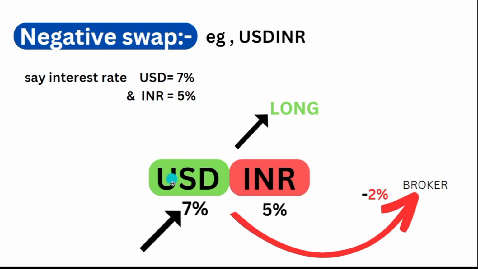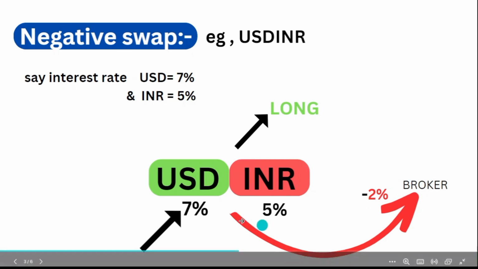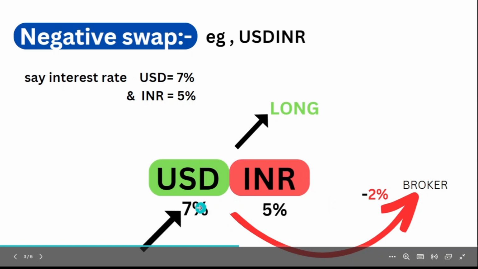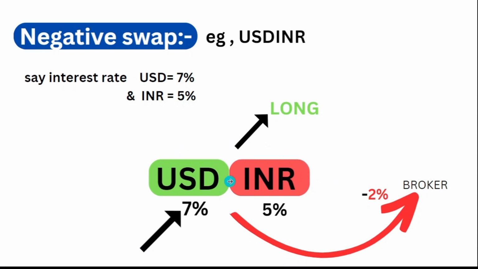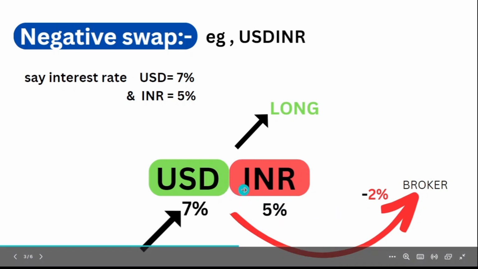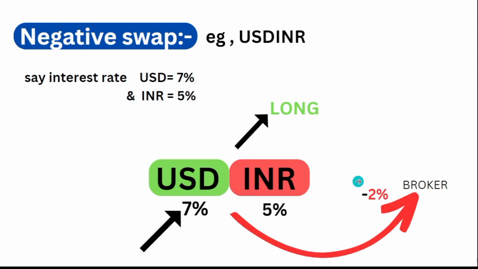Now the USD has a higher interest rate as compared to INR. When the broker was holding this USD, he was getting a higher interest rate compared to the INR you have given. So that is why they will deduct that difference, and they will also deduct their commission from that trade. That kind of swap is called negative swap. It is in terms of like $5, $6 per trade, per lot, something like that.